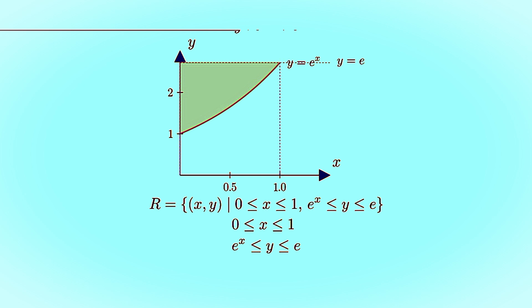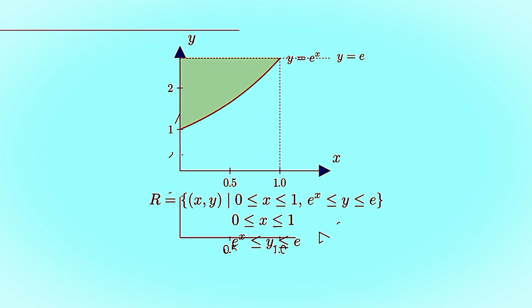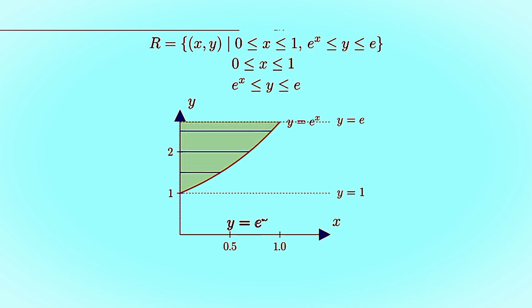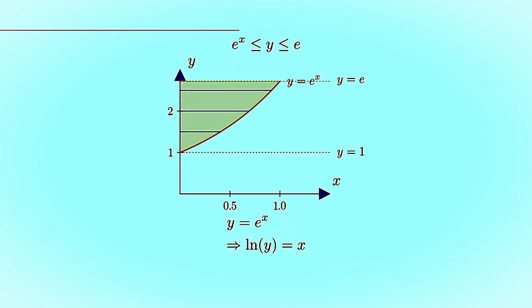To change the order of integration, we need to express the region differently. Instead of thinking about x first, and then y, we'll think about y first, and then x. For each fixed value of y, what are the possible values of x? From y equals e to the x, we can take the natural logarithm of both sides to get x equals log y. This gives us the constraint that x is less than or equal to log y.